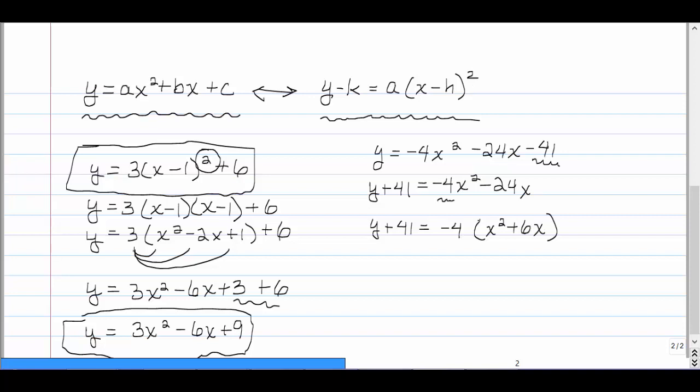Finally, I'm ready to complete the square of x squared plus 6x. I take half of the 6 and square it to get 9. I need to add and subtract 9 right inside the parentheses.